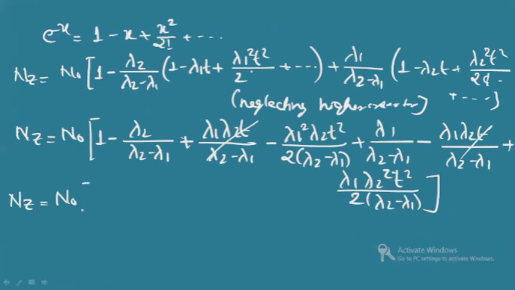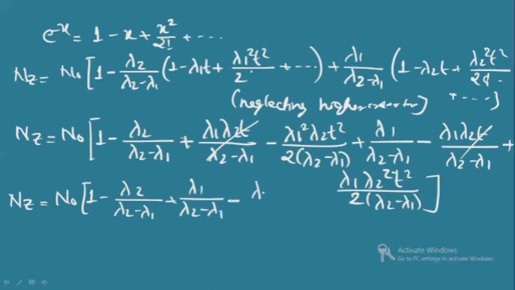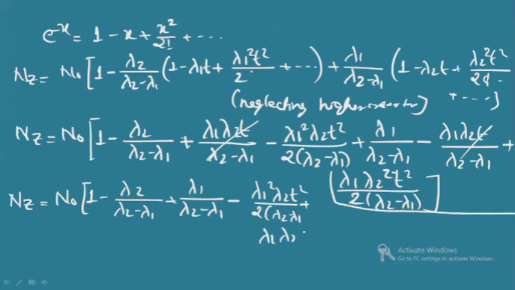Nz will be equals to what? N naught, 1 minus, yes or no? It is 1 minus lambda 2 divided by what? Lambda 2 minus lambda 1, plus lambda 1 over lambda 2 minus lambda 1, minus lambda 1 square lambda 2 t square divided by 2 lambda 2 minus lambda 1, and here you will write what? Plus, this I'm making it separate, okay? You will have what? Lambda 1 lambda 2 divided by 2 lambda 2 minus lambda 1. So this is there. All right, now we will do the next things. We will write in the next slide this entire thing, and then we will solve.